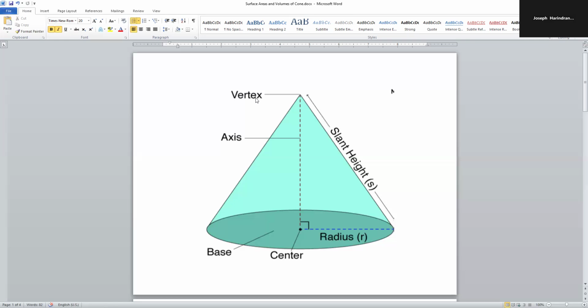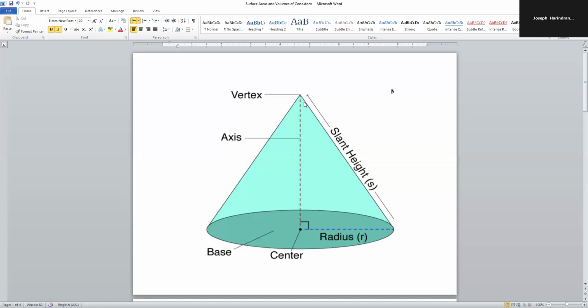In this figure, you see a right circular cone. First, let us see what a cone is and what its parts are. The cone has a circular base. The base is a circular cross section, and it has a vertex, also known as the apex, the pointed portion at the top.